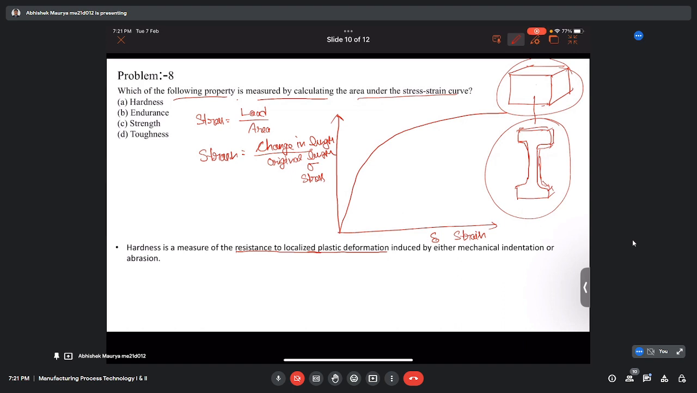Okay. So what we do in the UTM, Universal Testing Machine. We take this tensile sample, and with the help of the universal testing machine, we apply some force or load on this material.